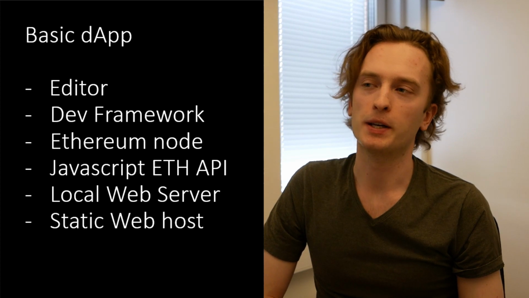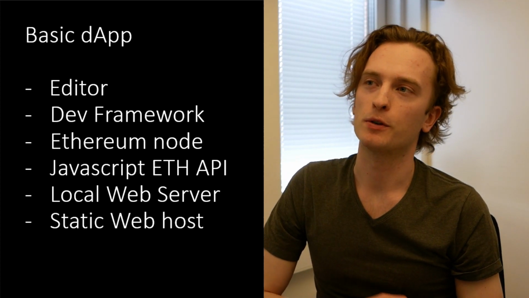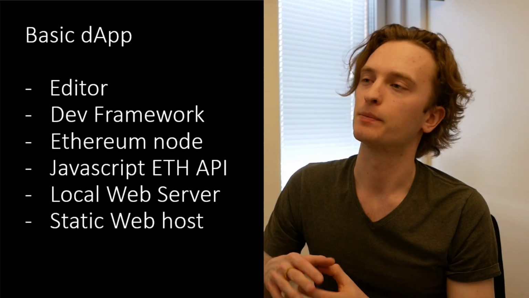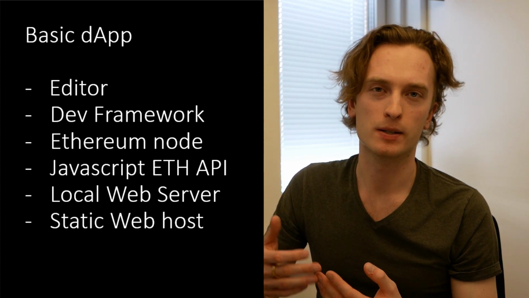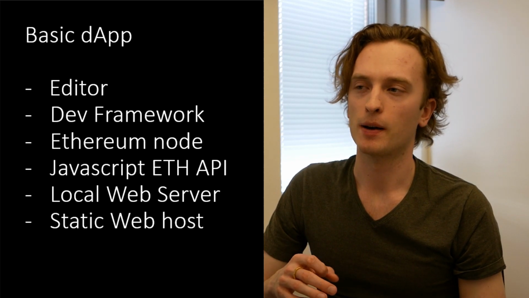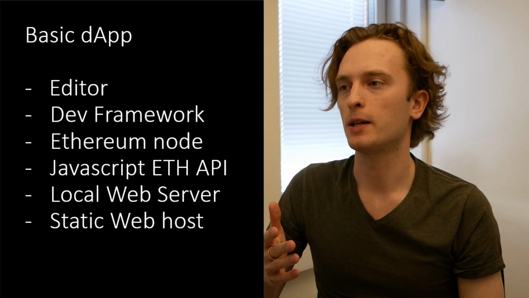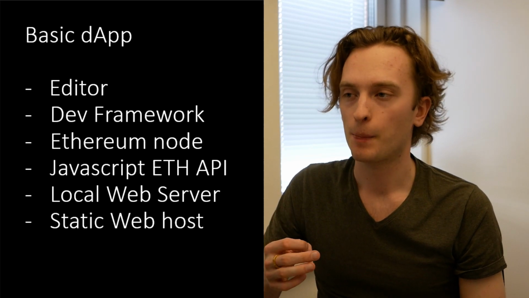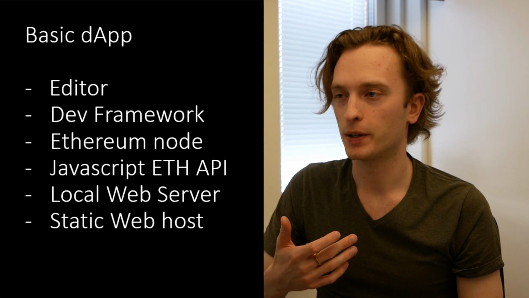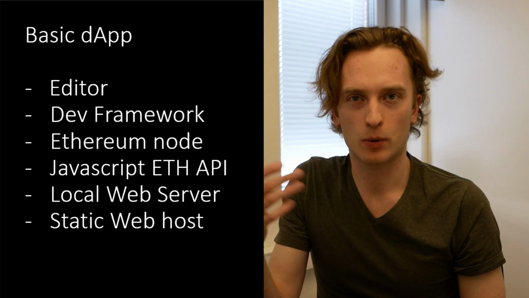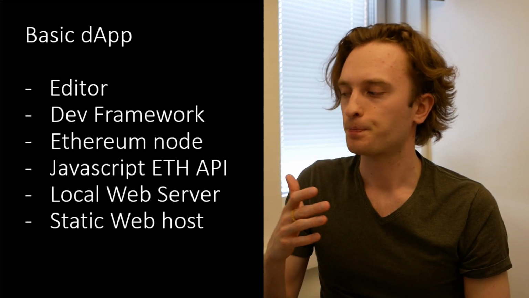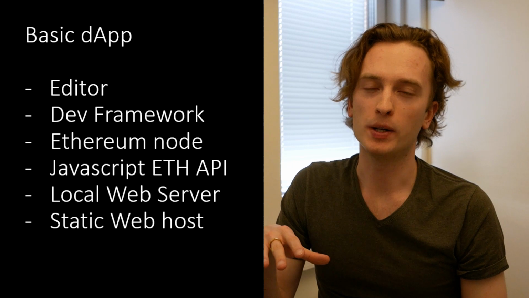Now, if you're actually building a dApp, meaning you have some sort of application interface, a website frontend or an app, some way that you interact with this smart contract or with the blockchain in some way, then you also need a few more things. You still need the editor, dev framework, and an Ethereum node, but you now also need a JavaScript Ethereum API for the frontend, and that is tools like Web3.js or Ethers.js. Those tools will let your website communicate with the blockchain.